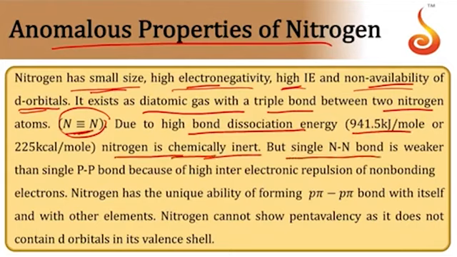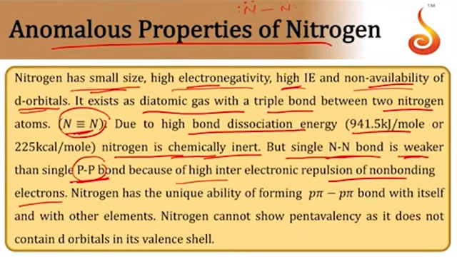But the single N-N bond is weaker than the single P-P bond. Nitrogen is small in size, so when two nitrogen atoms form a single bond, the non-bonding pairs present come close to each other and undergo repulsions. The repulsive force decreases the bond strength. So the single N-N bond is weaker when compared to the single P-P bond because of high inter-electronic repulsions of non-bonding electrons. When it comes to phosphorus, the atom is larger in size.